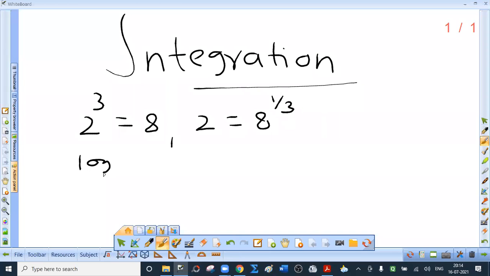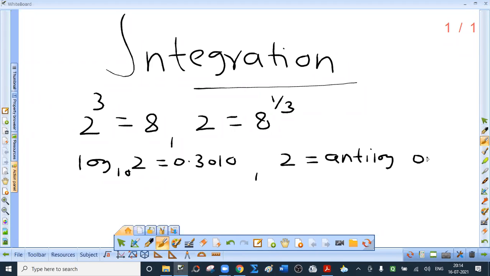We have already done this. What is log 2 to the base 10? It is 0.3010. So what is 2? Will you say log of this? No, it is anti-log. Anti-log of 0.3010 to the base 10. This means taking anti-log is the process which is inverse to taking log.